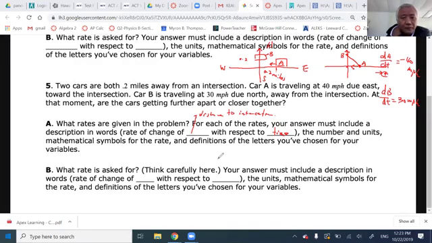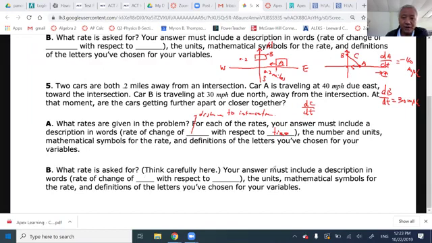Now, this A and B, they just help guide you step by step to get this question done, okay? Now let's look at part B. What rate is asked for? They're asking for this distance, which is C. They're asking for dC/dt, which means the distance between the two cars is increasing or decreasing, okay?